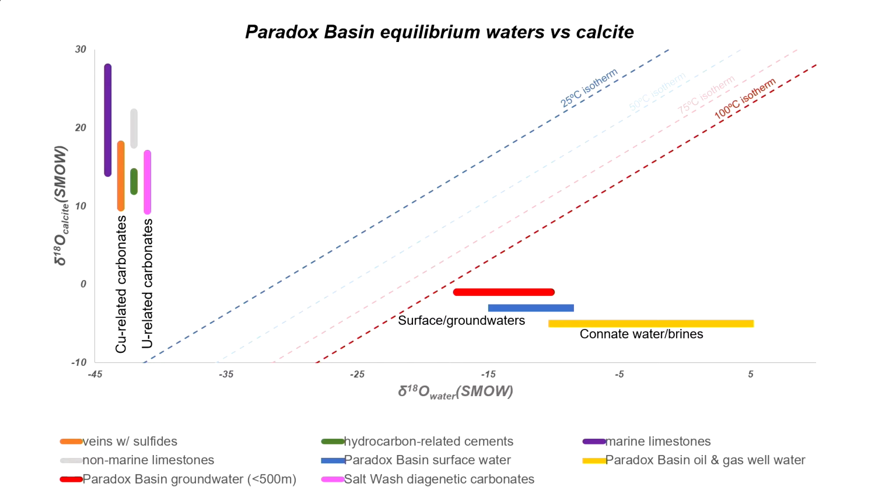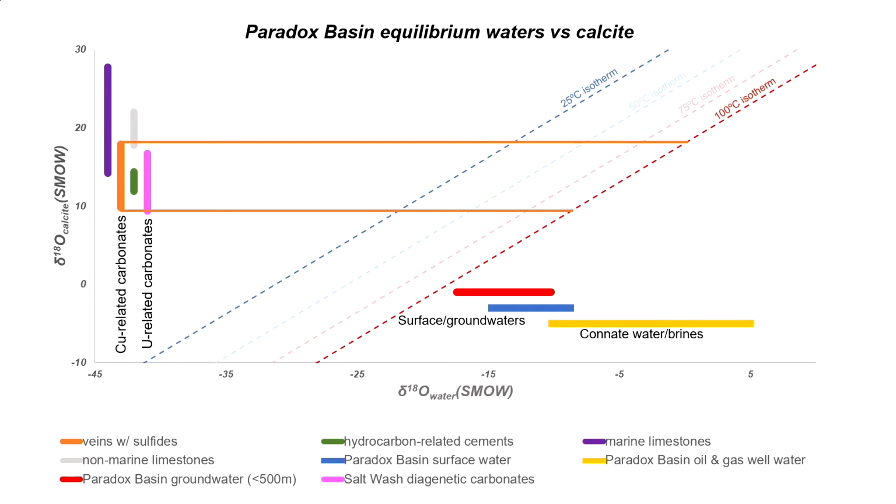So what we can do is reconstruct the equilibrium waters using knowledge about the temperature of formation of these things, and we do that first with the copper-related carbonates, which, based on fluid inclusion analyses, we know to have formed roughly at 100 degrees C.